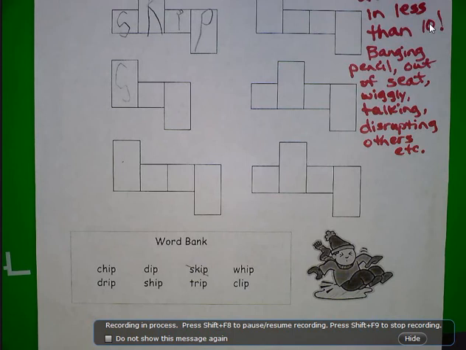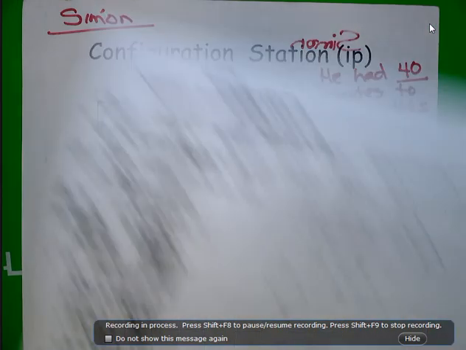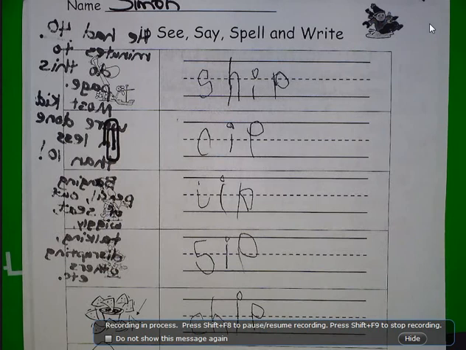Okay. There are lots of things that we can change about this in order to help Simon. In fact, we can see that the simple addition of pictures would have helped this child tremendously.